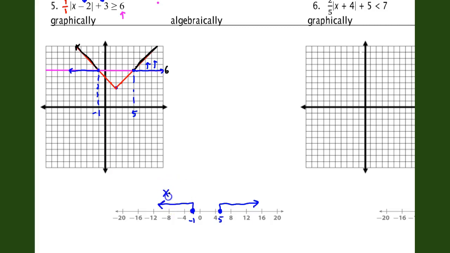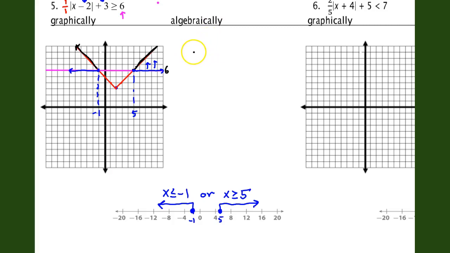So this is x is less than -1, or x is greater than or equal to 5. And that's all from the graph here. And we can get the same answer algebraically just like before.